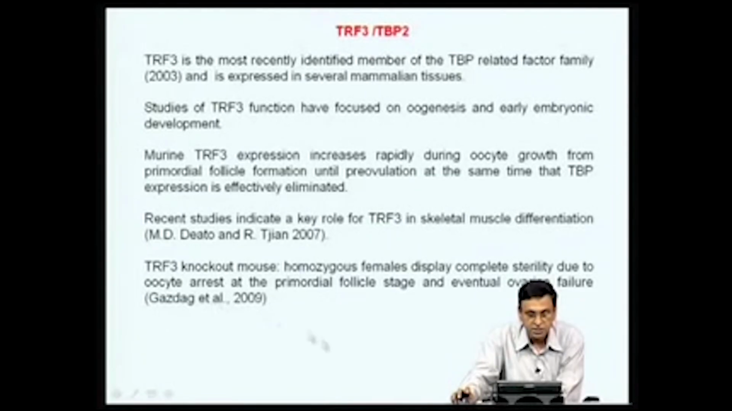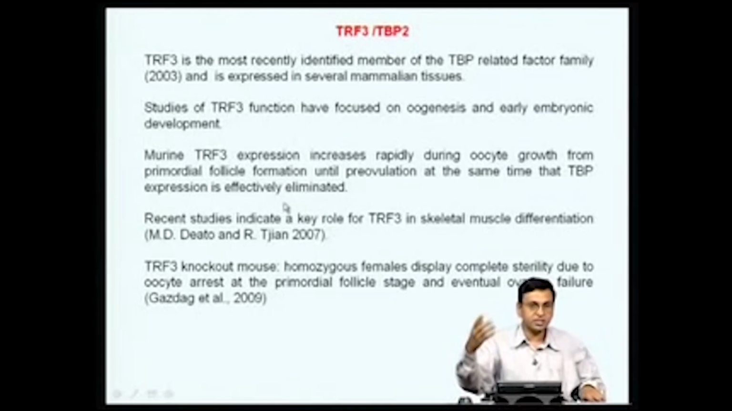There are other factors called TRF3, which is also called TBP2, which was actually discovered as recently as 2003, and the TRF3 has been extensively studied again in gonadal tissues as well as in early embryonic development. And in the case of mice, the TRF3 expression was shown to be increased very rapidly during oocyte growth from primordial follicle formation until pre-ovulation, and at the same time the TBP expression is effectively eliminated. Very important. You see how differential gene regulation takes place.